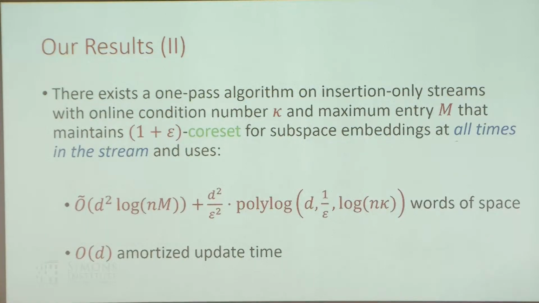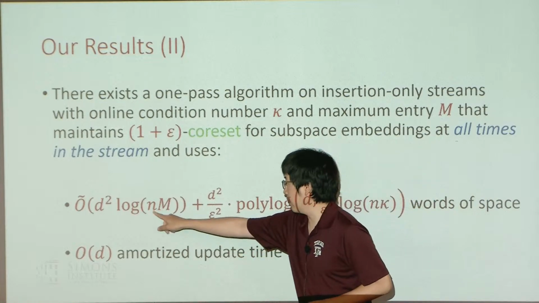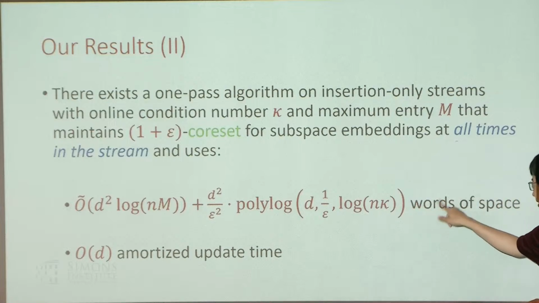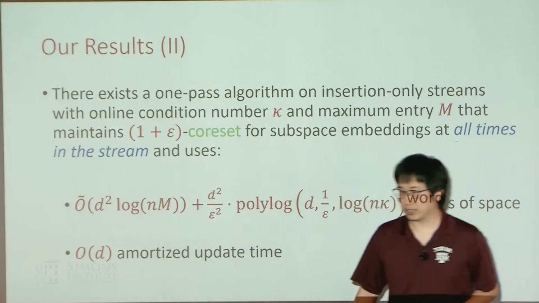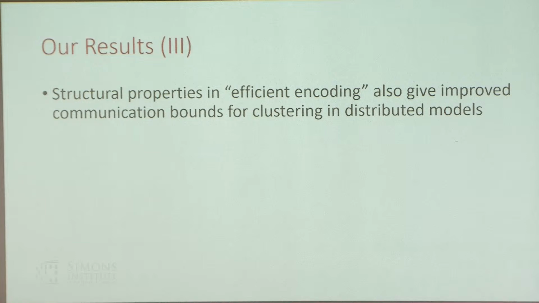OK, so for subspace embeddings, we also get a space bound that's independent of the number of rows. This is bits of space. Sorry, this should say bits of space, not words of space. And the amortized update time is basically the amount of time it takes to read a row. We also have some structural properties that we call efficient encodings. And they give improved communication bounds for clustering in distributed models. I'll talk about that next week at WOLA.